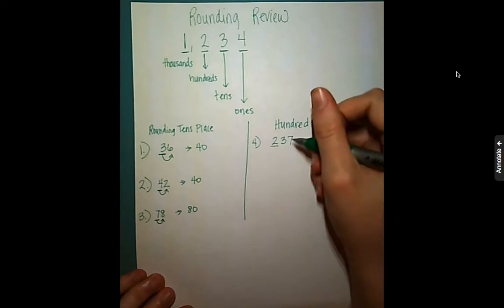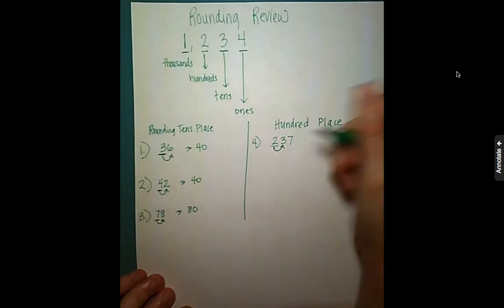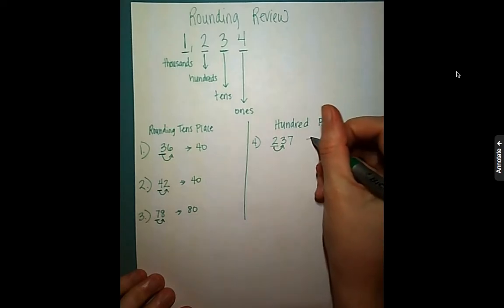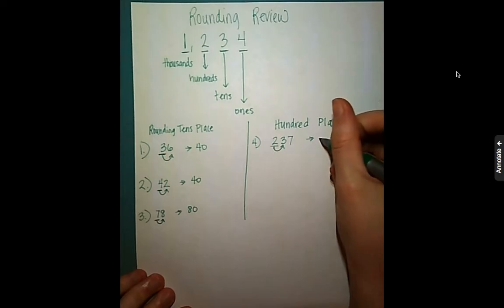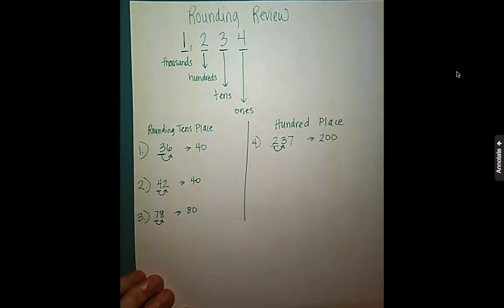I'm going to look at the buddy to the right of it. It's 3. Is 3 equal to 5 or larger than 5? It is not. So when I round, I'm going to round to 200. Because that's my hundreds place.